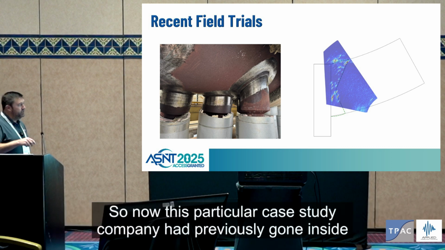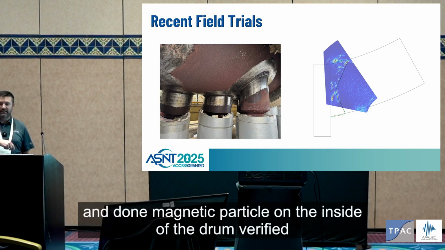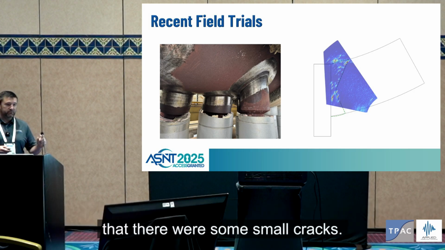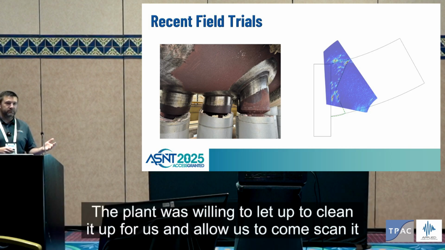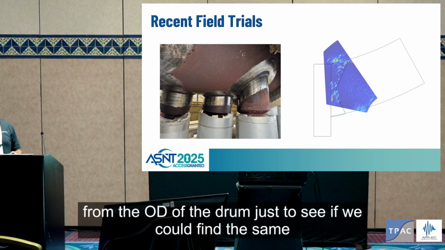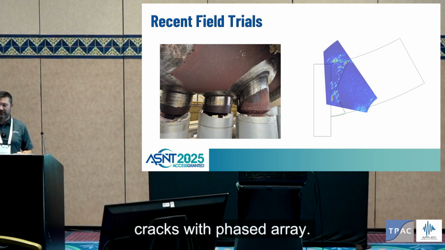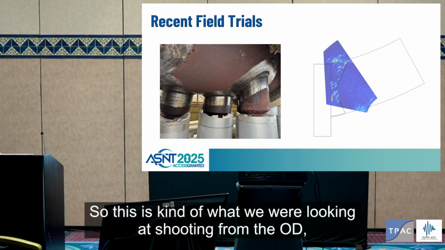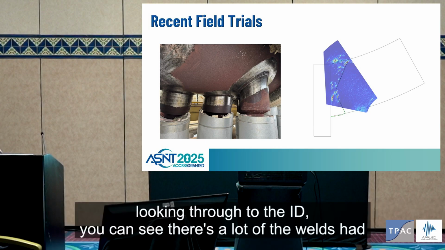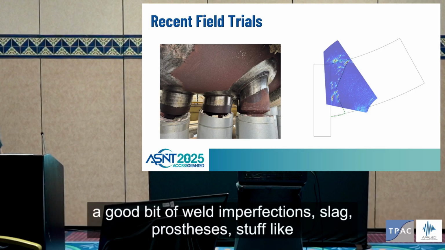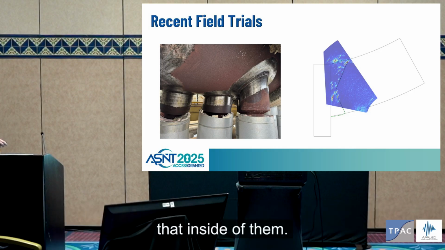So now, this particular case study, a company had previously gone inside and done magnetic particle on the inside of the drum, verified that there were some small cracks. The plant was willing to clean it up for us and allow us to come scan it from the OD of the drum just to see if we could find the same cracks with phased array. So this is kind of what we were looking at, shooting from the OD, looking through to the ID. You can see the welds had a good bit of weld imperfections, slag, porosity, stuff like that inside of them.